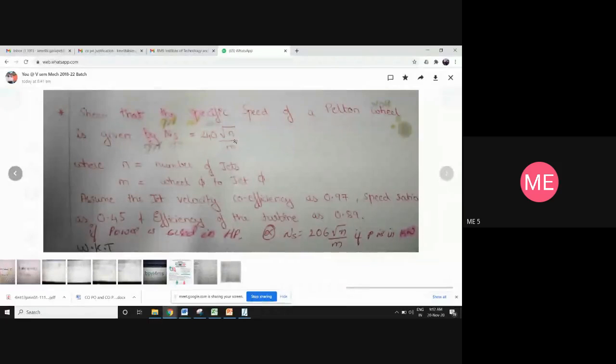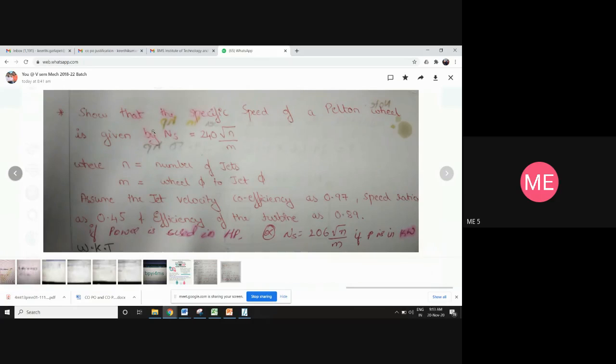Here, m to the power... what is n? The number of jets. m is the wheel diameter to jet diameter ratio. In the general formula we take it in terms of JR, so he has given it in terms of m. Assume the jet velocity coefficient is 0.97, speed ratio is 0.45, and efficiency of the turbine is 0.89. So we want it in this form.